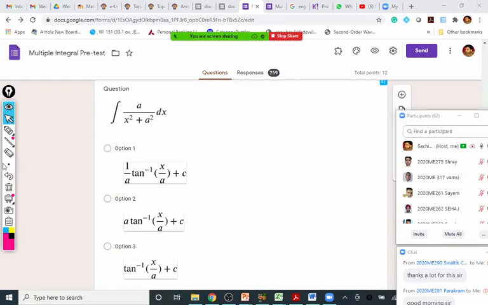What about the next question here? Third option, option number 3. Yes, correct. Few of the students, third, because A is there in the numerator. Yes, as A is in the numerator, this is the correct option.